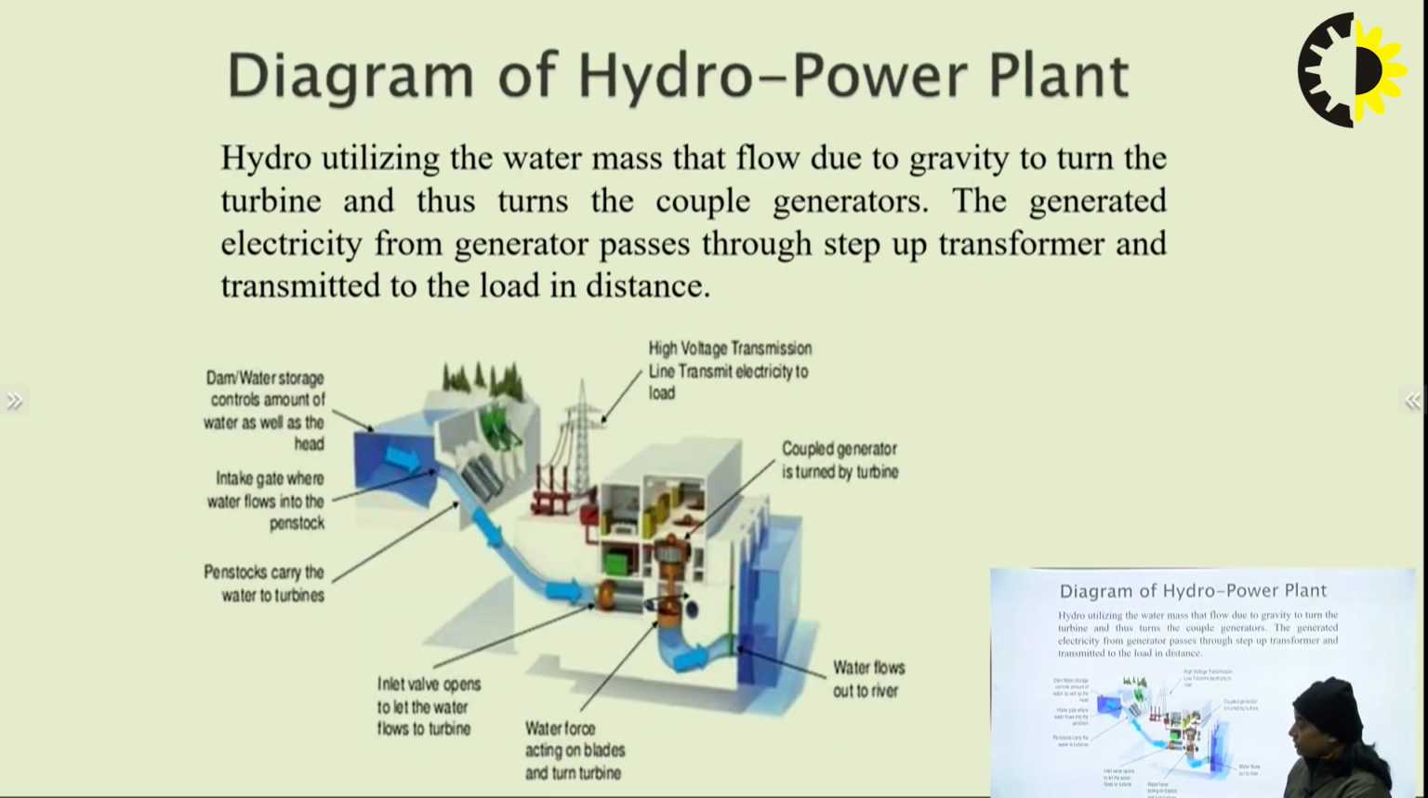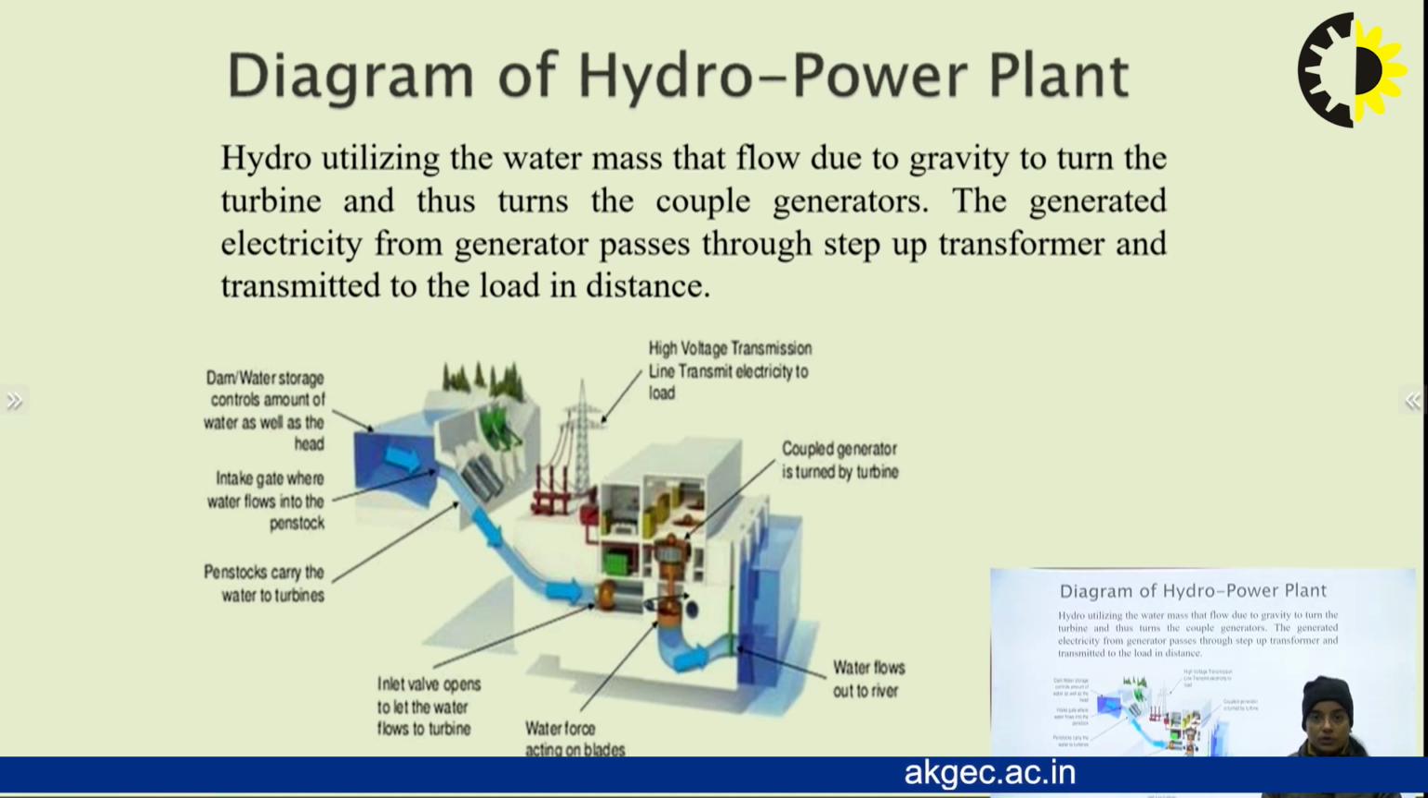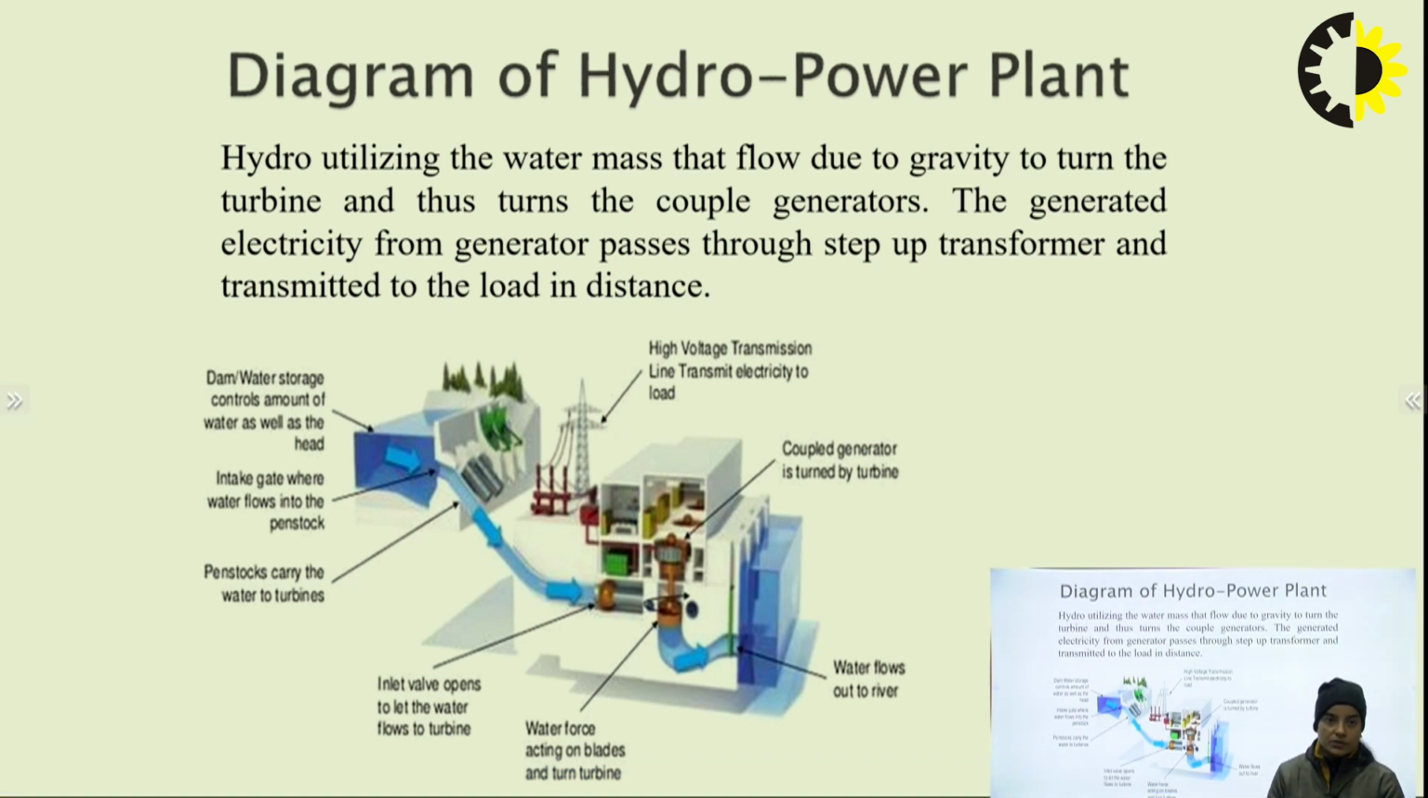This is the schematic diagram for the hydropower plant. Hydropower means utilizing the water mass flow, utilizing the water mass that flows due to gravity to turn the turbine, and thus turn the coupled generator. So the basic concept in hydropower is that we use the energy of water to turn the turbine. Turbine and generator are coupled together. Once the turbine rotates, it will rotate the shaft of the generator. When the shaft of the generator rotates, there will be EMF.